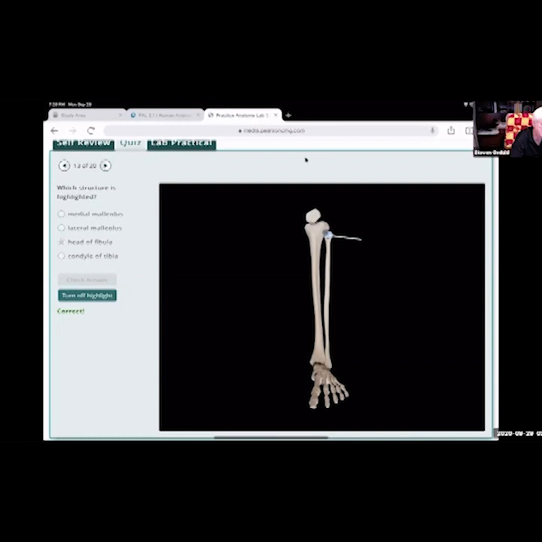Now this joint right here is called what? That's the proximal tibiofibular joint. And this joint here is called what? The distal tibiofibular.